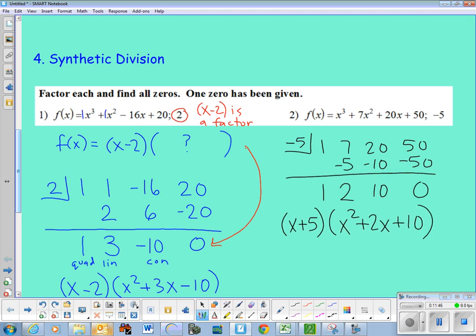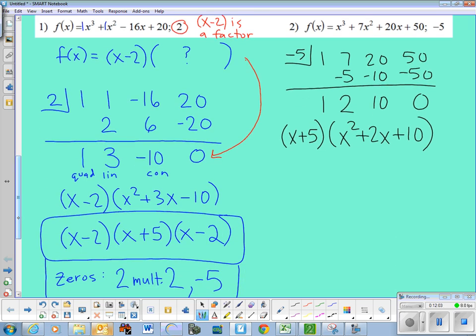So here's where I was last time, and then I factored the quadratic that I got. I need to look at x squared plus 2x plus 10 and see if I can factor it. It's not going to take me long to realize there are no two factors of 10 that add up to +2, so I cannot factor that anymore. So factored form, that's it. But what about find all the roots? What are the three solutions to the equation f(x) = 0?